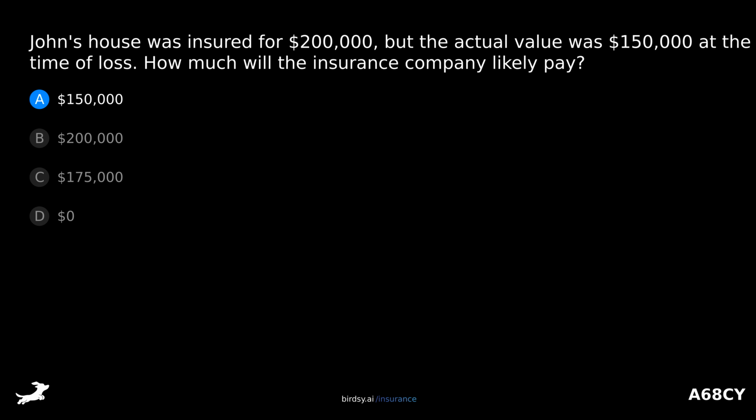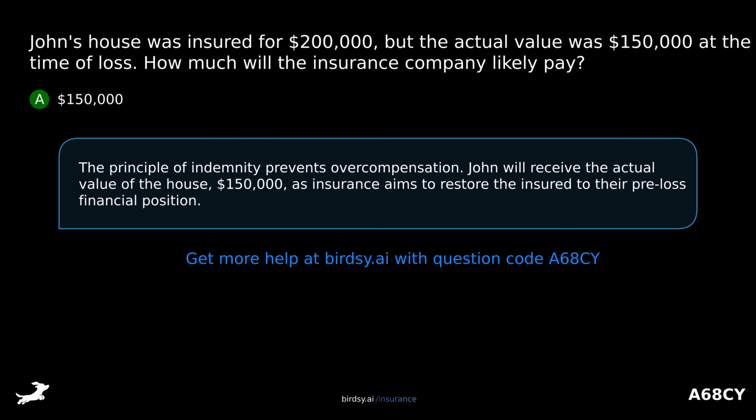Is it A, $150,000, B, $200,000, C, $175,000, or D, $0? The answer is A, $150,000. The principle of indemnity prevents overcompensation. John will receive the actual value of the house, $150,000, as insurance aims to restore the insured to their pre-loss financial position.